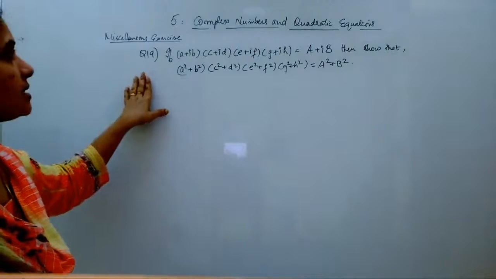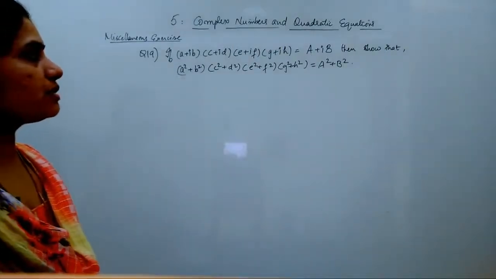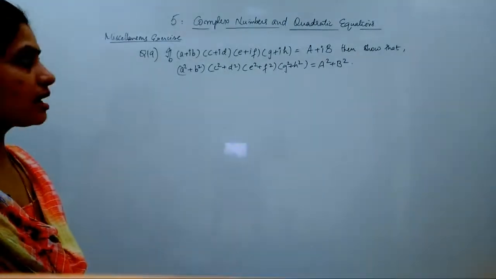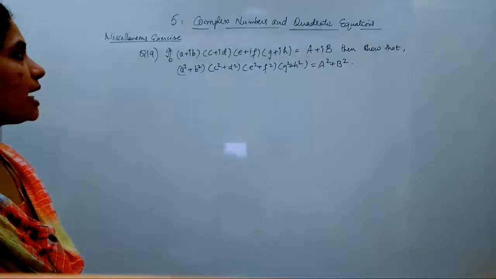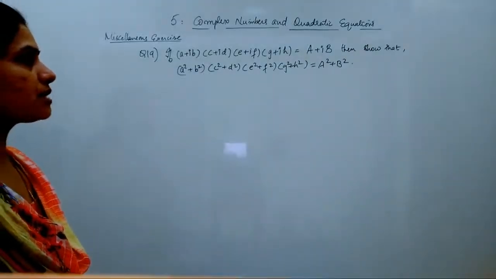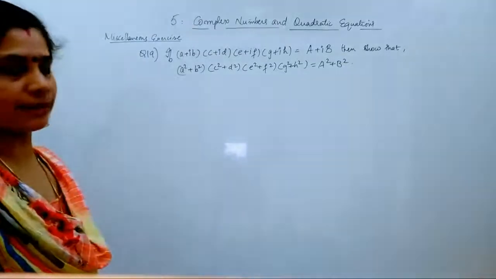Question number 19 is, if (a + ib)(c + id)(e + if)(g + ih) = A + iB, then show that (a² + b²)(c² + d²)(e² + f²)(g² + h²) = A² + B².